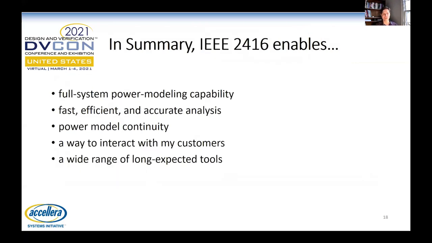So that was my last new 2416 enabled application, but I suspect that there are many others just waiting to be developed. So in summary, the 2416 standard enables full system power modeling capability in a way that is fast, efficient, and accurate. It gives me continuity in my power models all the way from the system level down to the standard cell and contributor. It gives me a way to interact with my customers, and it enables a wide range of long expected tools. So that concludes my talk.